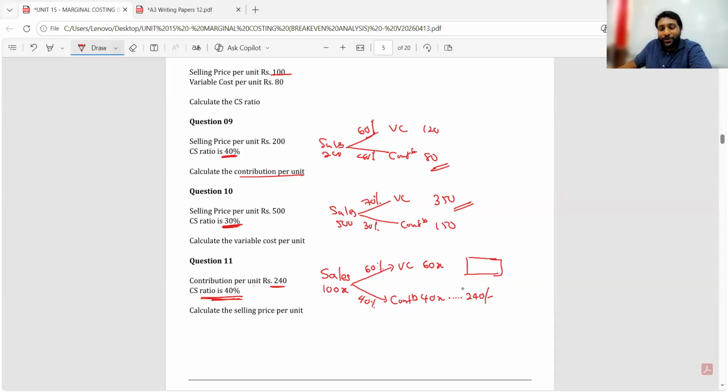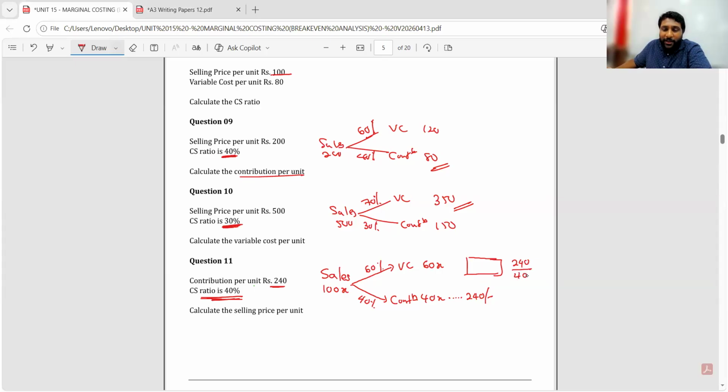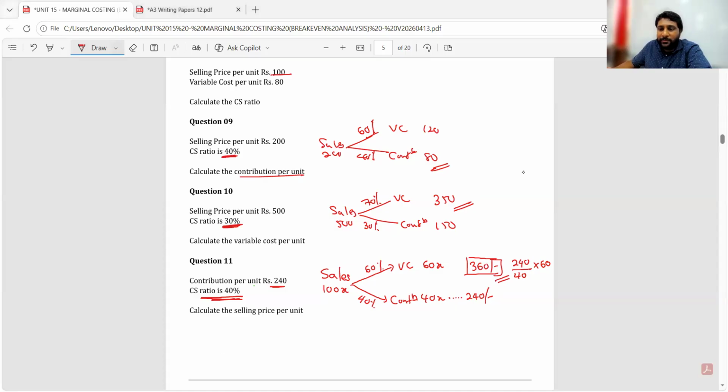Okay. So 240 is the value of 40x. Then 240 divided by 40, you will get the value of 1x. Likewise, variable cost is having how many x? 60. Then what's the value that you are getting over here? Tell me, people. 240 divided by 40 into 60, 360. So this is just one way of doing the calculation. But is it the only way of doing the calculation? No. This is not the only way.